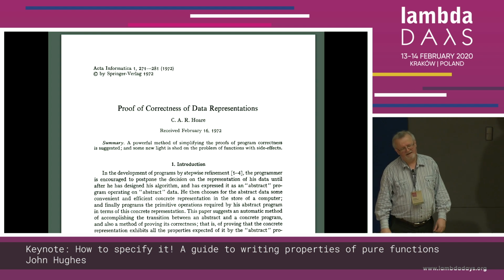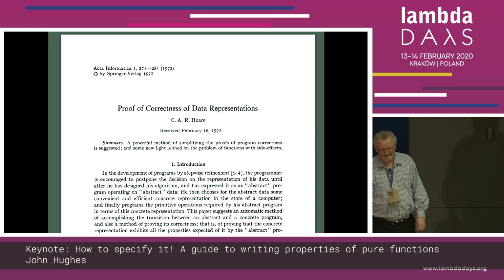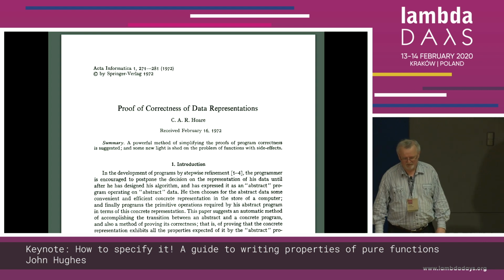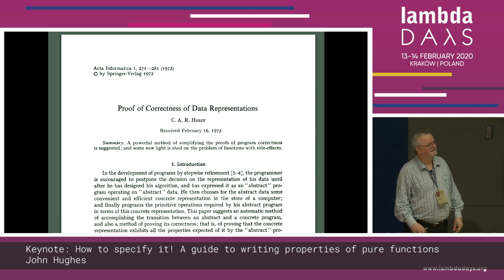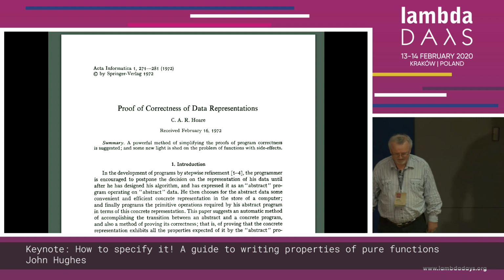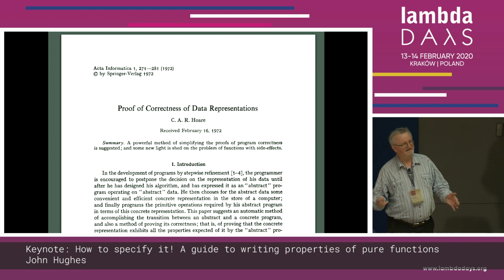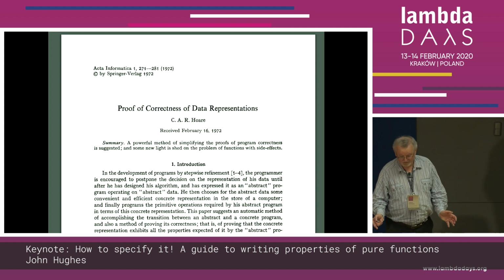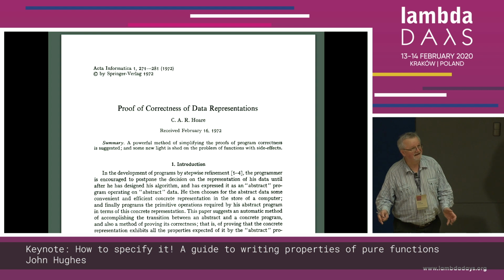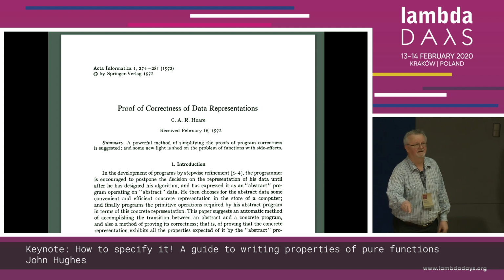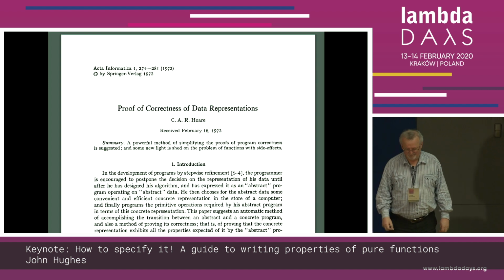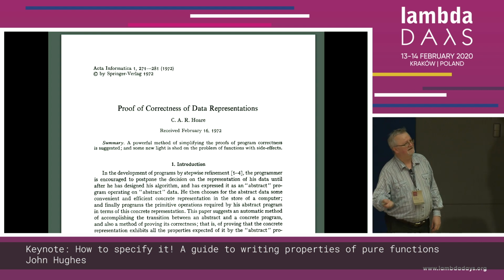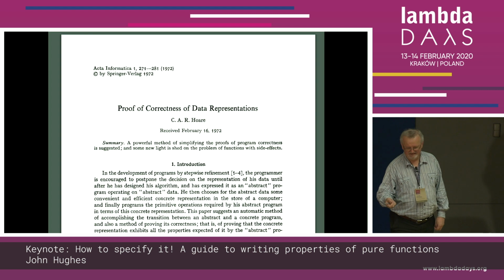So one interesting thing about this idea is that it comes from a paper by Tony Hoare in 1972. He wrote a paper in Acta Informatica called Proof of Correctness of Data Representations. And all you have to do is take the word proof and replace it by property-based test, and you get the same thing. I really like being able to go back to old theoretical papers and turn them into effective tests.